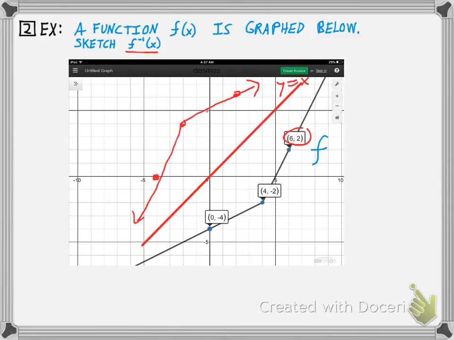Since my original graph is 2 line segments, then my reflected graph should also be 2 line segments. I should see that symmetry through the line y equals x, and you can label these points just to help emphasize that the points from the original function have corresponding points on your inverse function. So that's going to be -2, 4, and our third point was -4, 0. Okay, so I have my original function f and the f inverse graph shown.